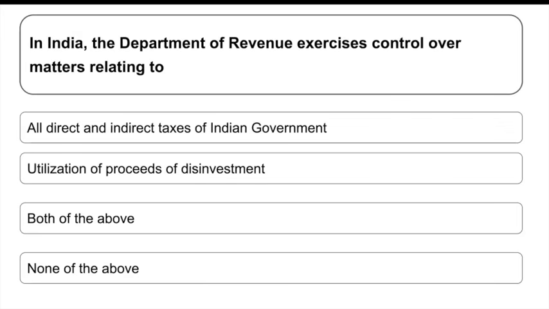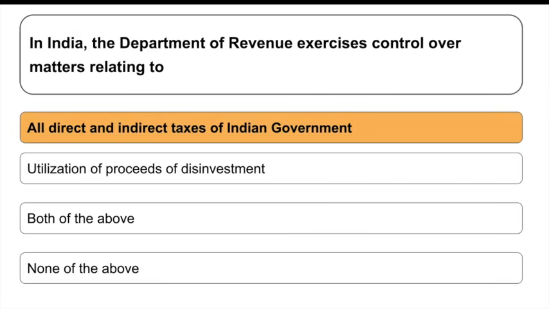Next question. In India, the Department of Revenue exercises control over matters relating to. Options are A. All direct and indirect taxes of Indian government, B. Utilization of proceeds of disinvestment, C. Both of the above, D. None of the above. Friends, the correct answer is all direct and indirect taxes of Indian government is taken care of by the Department of Revenue and Excise. Whereas there is another Department of Disinvestment which takes care of the utilization of the proceeds of disinvestment.